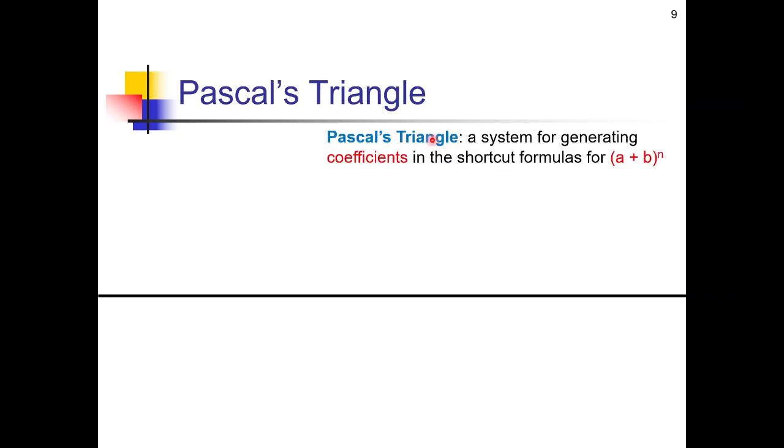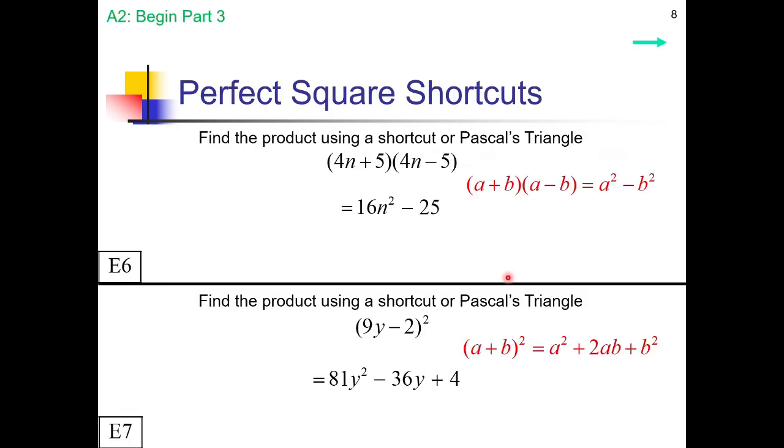So Pascal's triangle is basically just a system for generating coefficients in the shortcut formulas if you have a plus b to some power. Just looking back at our last example here, we had 1a squared plus 2ab plus 1b squared. Where did the 1, the 2, and the 1 come from? We're about to find out.